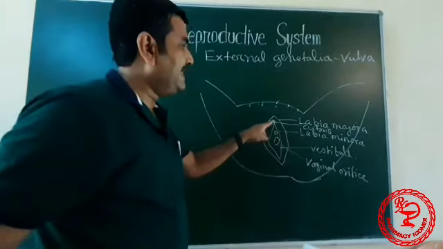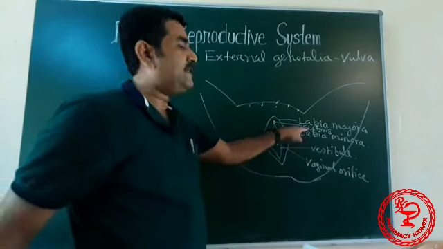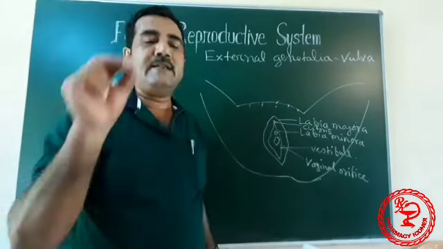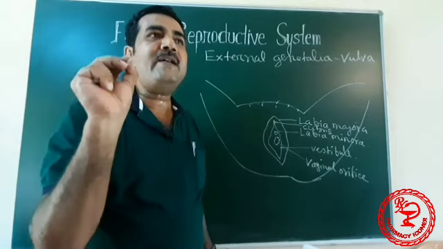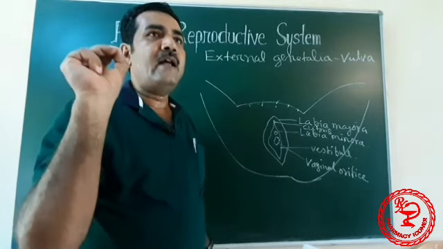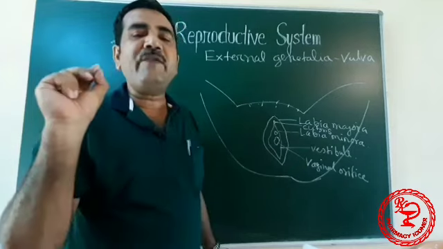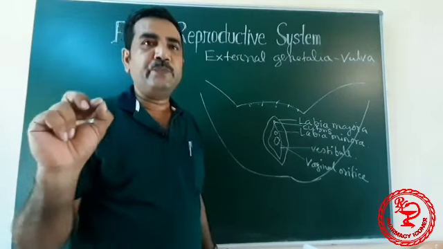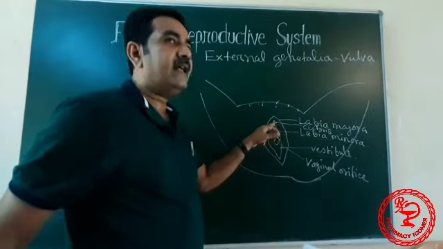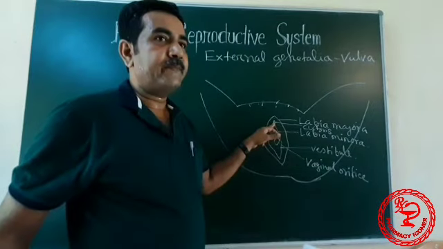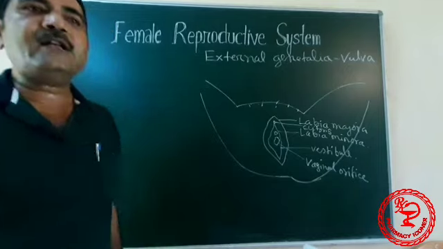So now this clitoris is a small pea-shaped organ, the size of a pea, and it is made of erectile tissue and filled with various nerves.